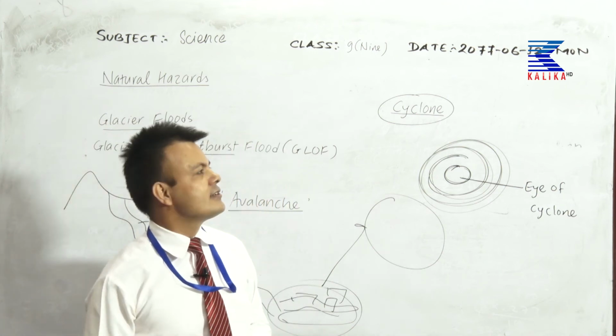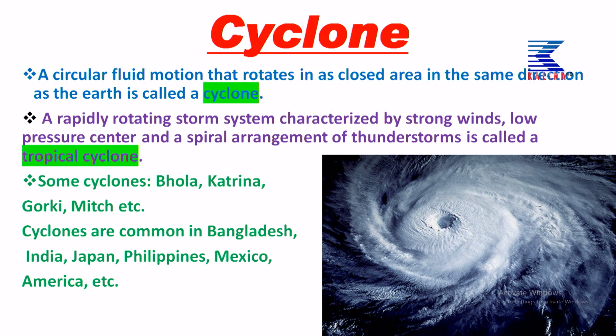So what is a cyclone? A circular fluid motion that rotates in a closed area in the same direction as the earth is called a cyclone. It is a rapidly rotating storm system characterized by strong winds, a very low pressure center, and a spiral arrangement of thunderstorms. It's called a tropical cyclone when generated from the tropical region.